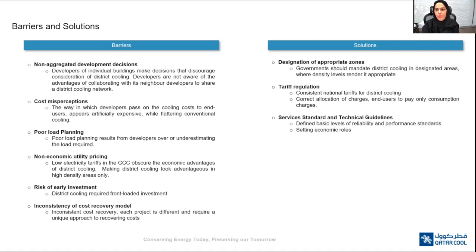Designation of appropriate zones: government should mandate district cooling in designated areas where district cooling makes sense. Tariff regulation: we should have consistent national tariffs for district cooling and correct allocation of charges. End users should only be paying consumption charges. And the last solution for government is to have service standards and technical guidelines, with defined basic levels of reliability and performance standards and setting economic rules.